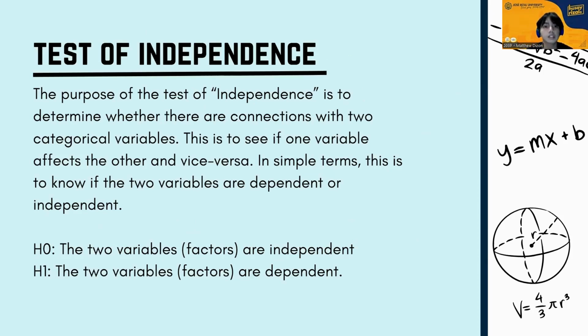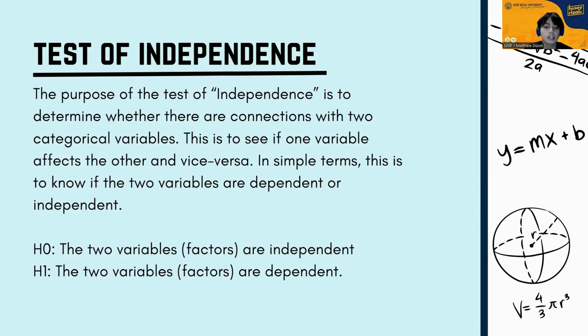The next is the test of independence. The purpose of the test of independence is to determine whether there are connection with two categorical variables. This is to see if one variable affects the other and vice versa. In simple terms, this is to know if the two variables are dependent or independent.